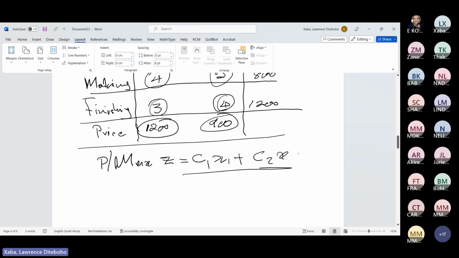I'm writing it like this because now we're only having 2 variables. So it means C1 will be 1,200 and C2 will be 900. So that's where we have 1,200 x1 plus 900 x2. So as I was explaining, our objective is that we want to know the number of these two variables, x1 and x2. How many items should we produce for us to maximize our profit? So that's the whole idea.